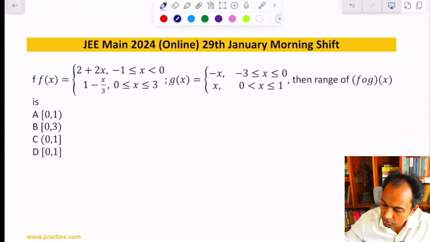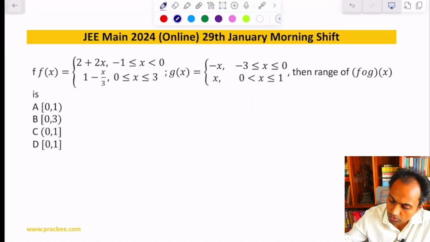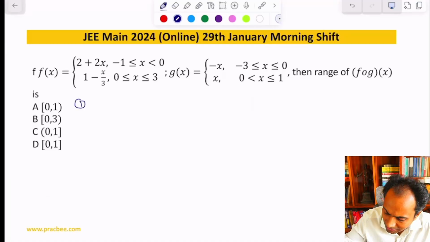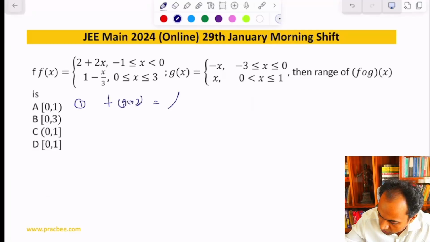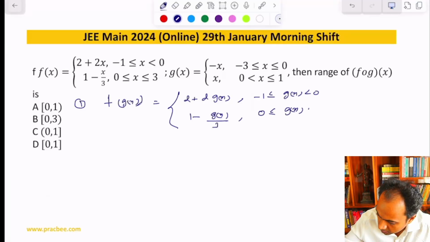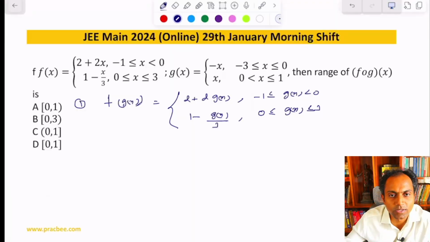Now in this 2024 question, you can see there are two ways of solving the question. One that most of the students prefer, that is the algebraic method. In that, what I will do is, in f(x), I will substitute the value of g(x). If I do it so, this will become 2 plus 2 times g(x) minus 1, g(x) and 1 minus g(x) by 3. Then again g(x) is smaller than or equal to 3. Now, this is one way of writing things.